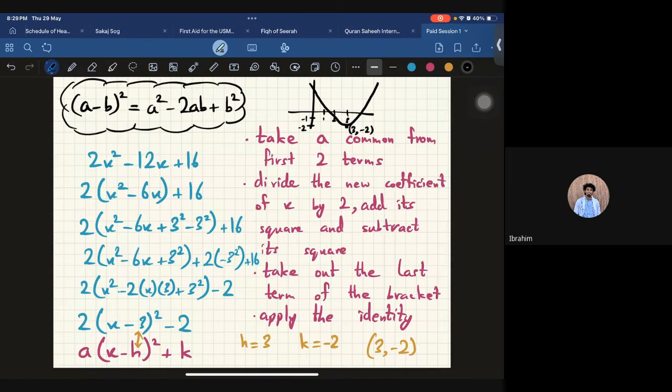Hasnan, can you please check? It might be on your end. Okay, the step before applying the identity, I'll repeat it.